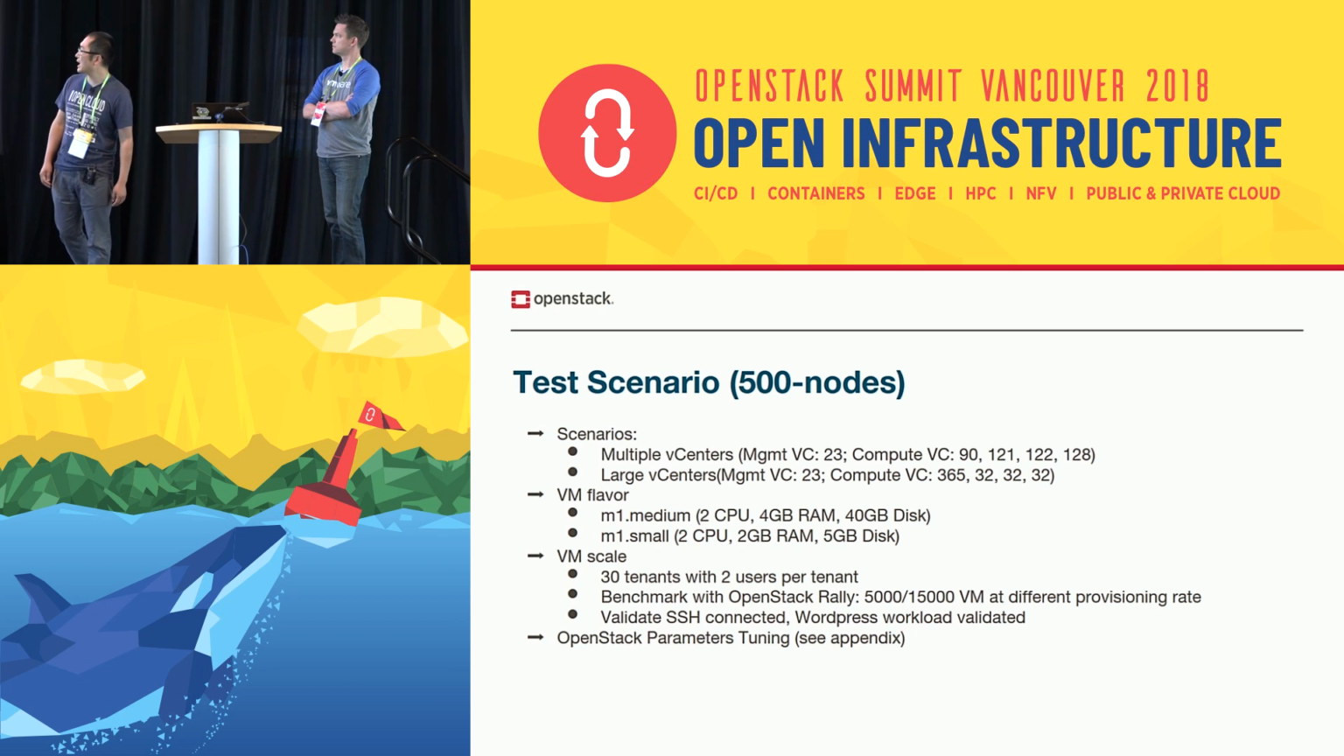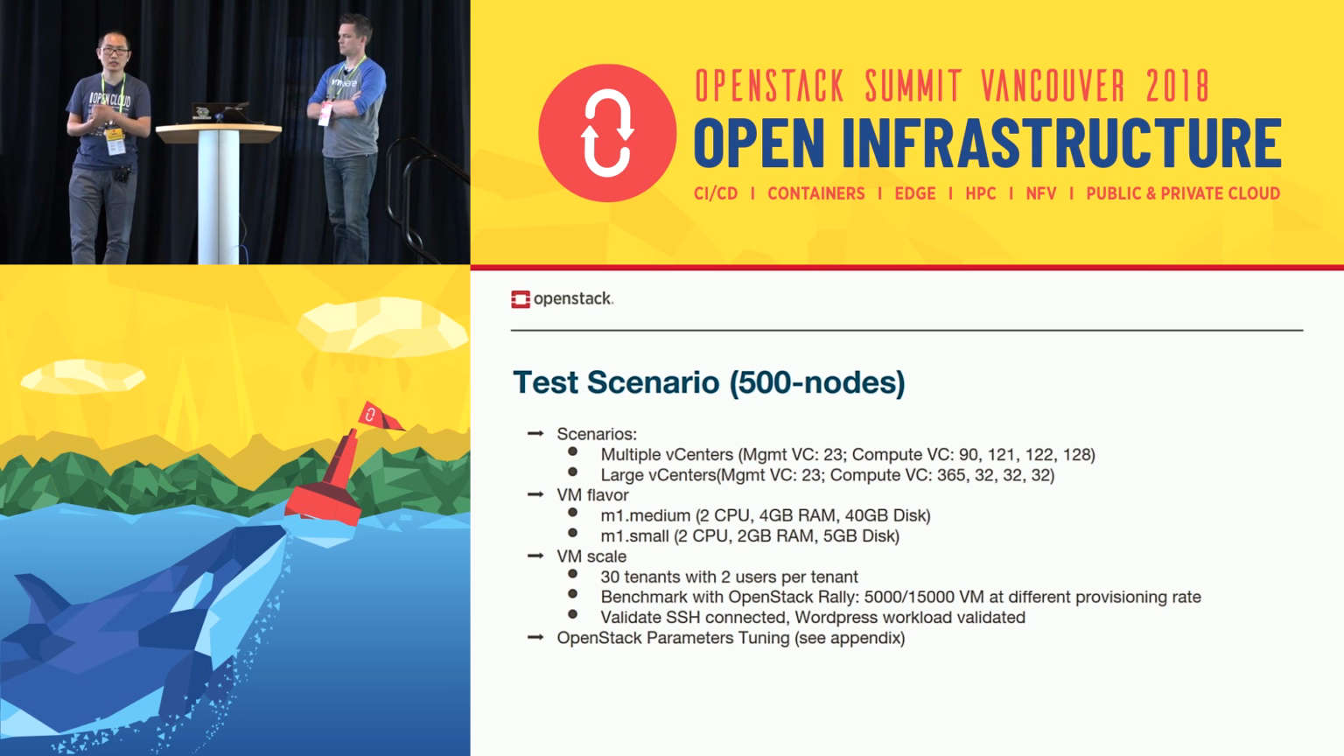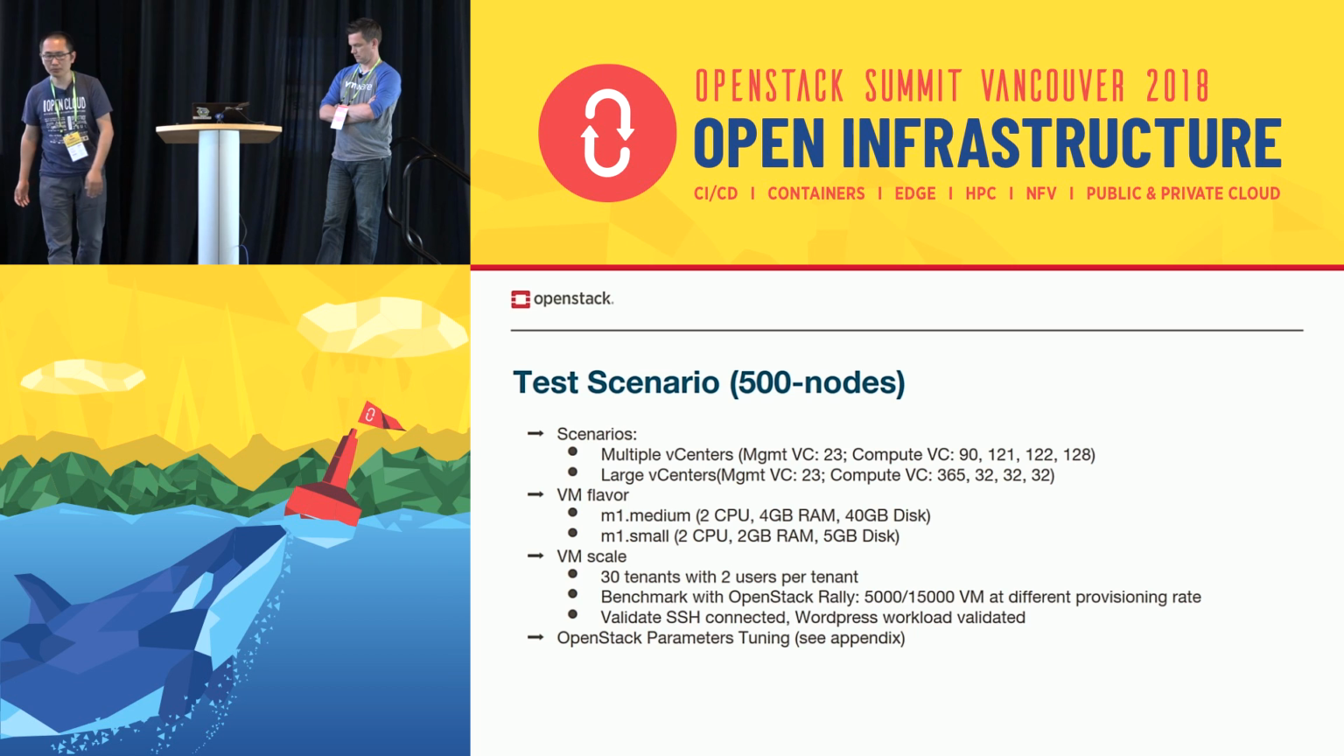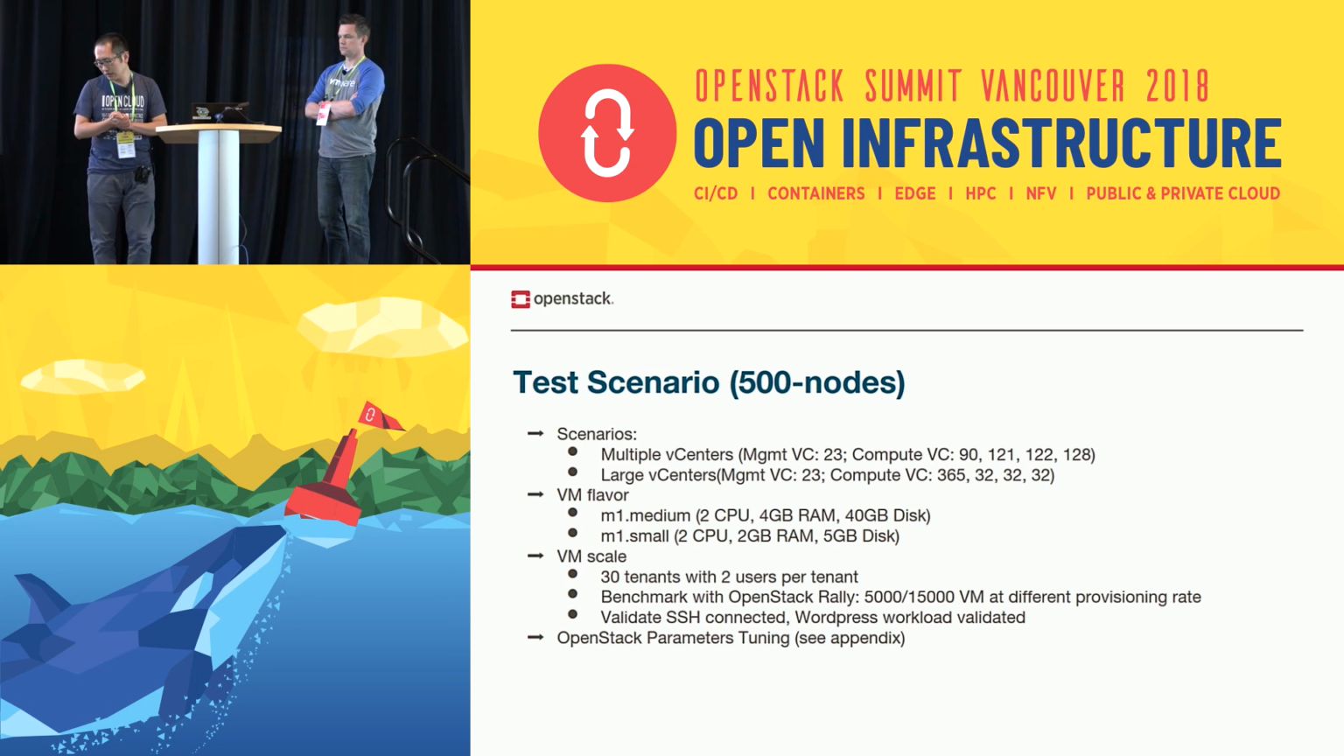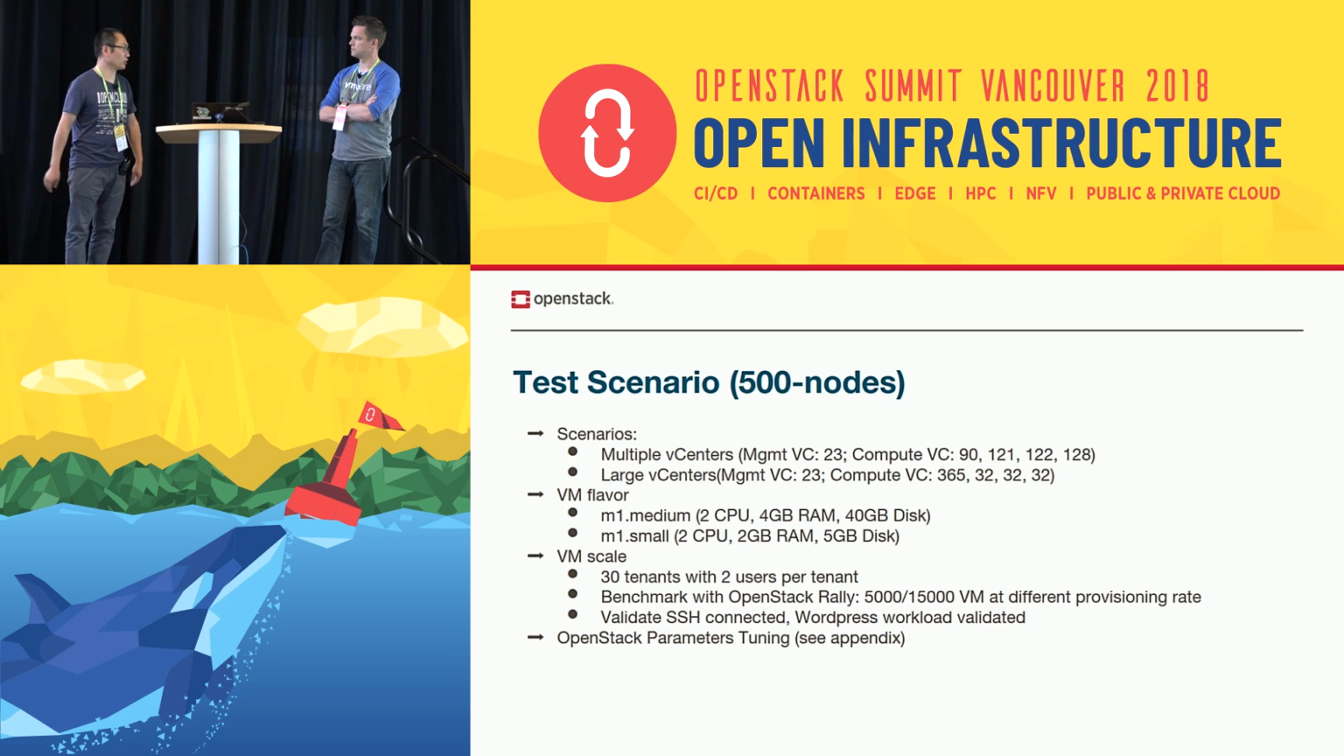For the benchmarking tool, we are using the OpenStack Rally project. For the workload design for the testing, we are using SSH connectivity and also WordPress applications. Okay. We will also share some OpenStack parameter settings in the slides.